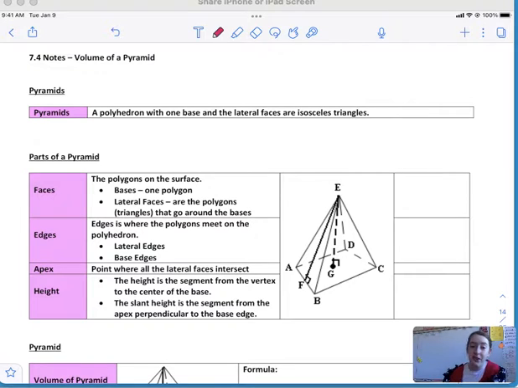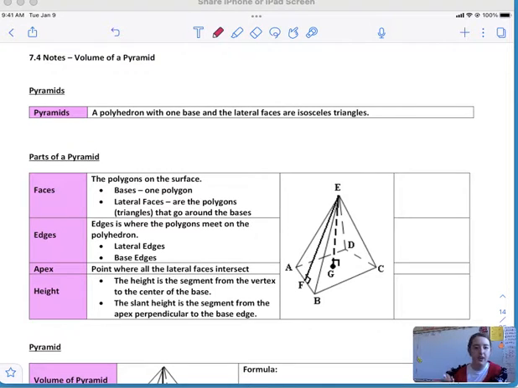Let's talk about the volume of pyramids. So a pyramid is a polyhedron that has a base, and all of the lateral faces are isosceles triangles. So probably when you think of the word pyramid, you either think of maybe pizza, or you think of the pyramids in Egypt, right? So they come up to a point. So do all pyramids. So the base is that polygon down there on the bottom, and then the lateral faces are all those triangles like we mentioned before.